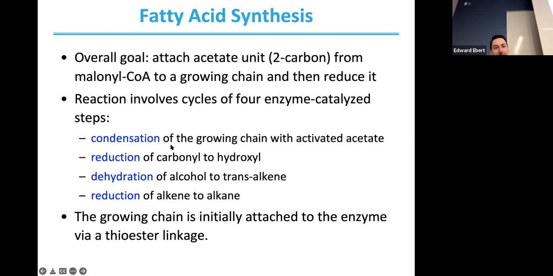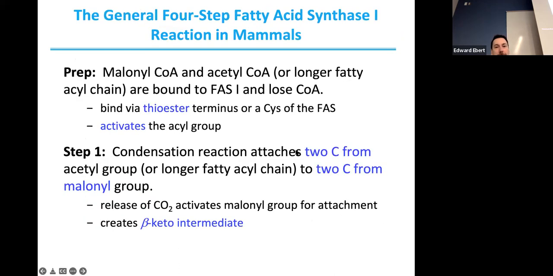Anyway, we're reducing our carbonyl group to a hydroxyl group, and then we're going to dehydrate the alcohol to a trans alkene. So we make that double bond, and then we reduce that double bond to an alkane. Essentially we are removing oxygens. We're reducing in this step.